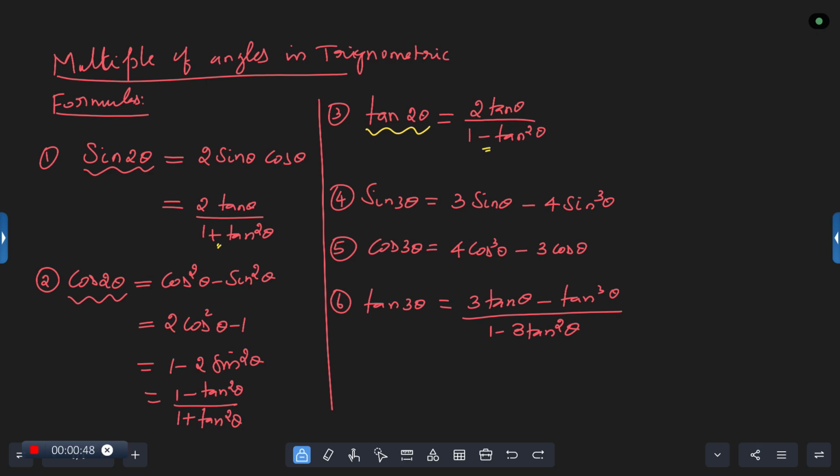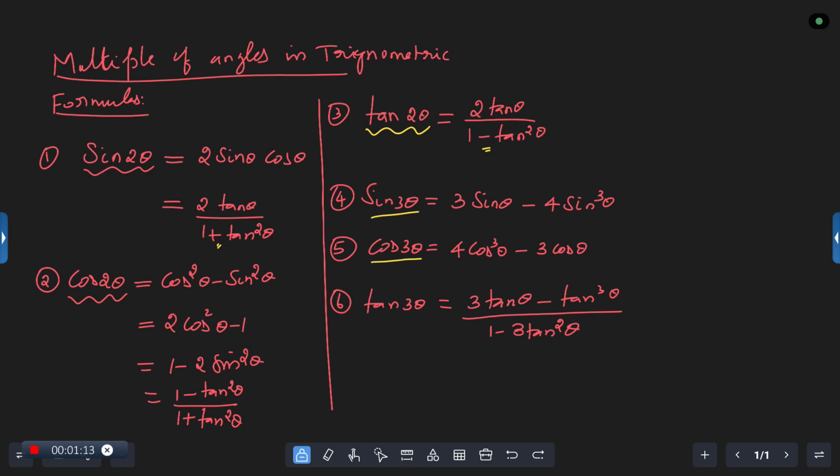Okay. And then sin 3 theta. Sin 3 theta equals 3 sin theta minus 4 sin cube theta. And cos 3 theta equals 4 cos cube theta minus 3 cos theta. Tan 3 theta equals 3 tan theta minus tan cube theta divided by 1 minus 3 tan square theta.